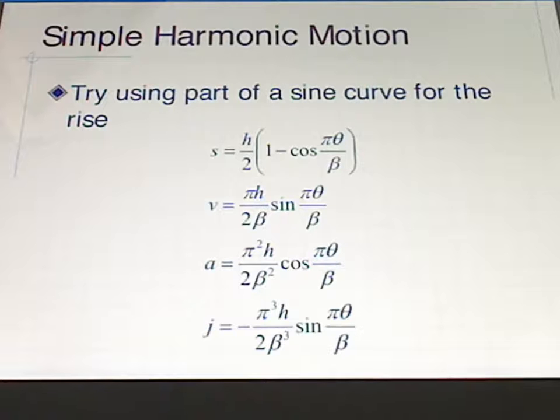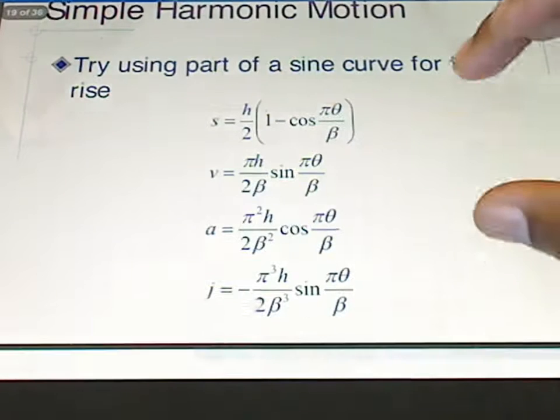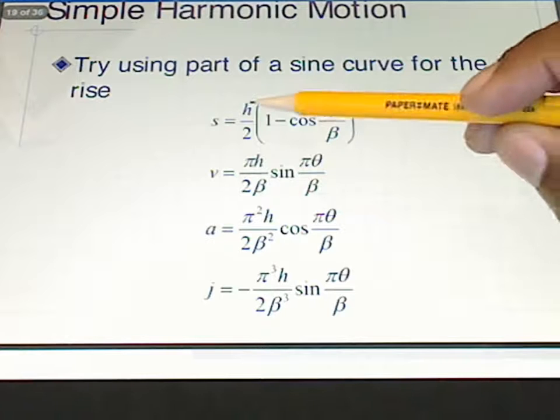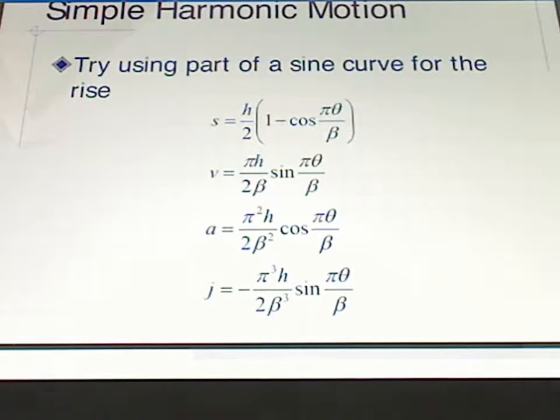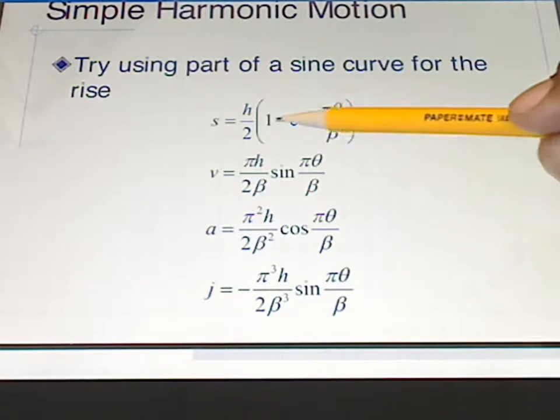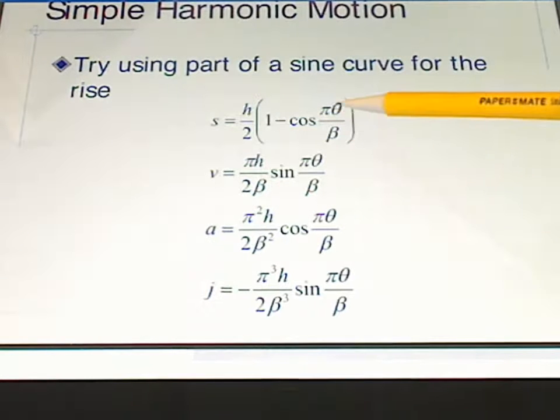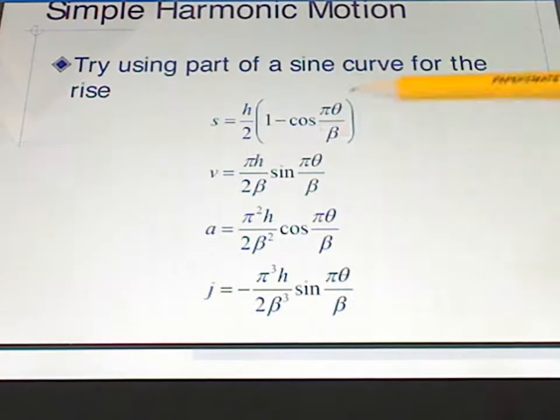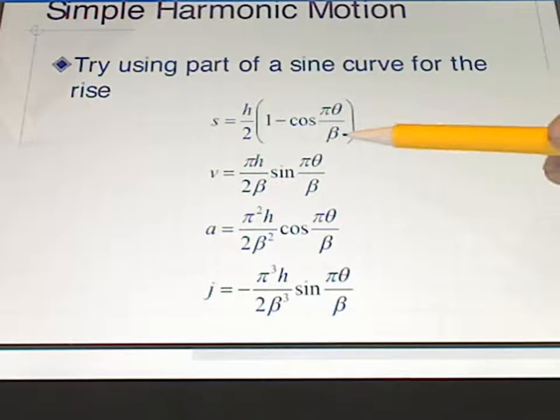Let's try something called the simple harmonic function, or simple harmonic motion, which uses a sine curve for the rise. For this function, we're given a position which is h over 2, where the h is related to the height that we want to rise, multiplied by 1 minus cosine of pi theta over beta. Let's say for now that the theta in our numerator is the CAM position and beta is the width of the particular part of this function.